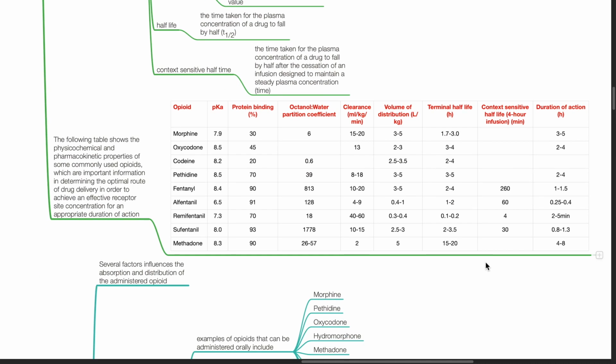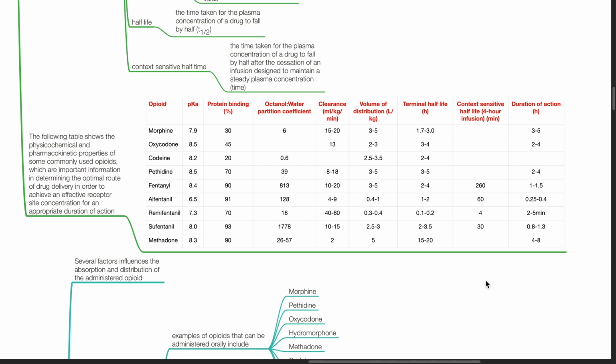The following table shows the physical, chemical, and pharmacokinetic properties of some commonly used opioids, which are important information in determining the optimal route of drug delivery in order to achieve an effective receptor site concentration for an appropriate duration of action. Morphine's pKa is 7.9, protein binding is 30%, octanol water partition coefficient is 6, clearance is 15 to 20 mL per kg per minute, volume of distribution is 3 to 5 liters per kg, terminal half-life 1.7 to 3 hours, duration of action is 3 to 5 hours.